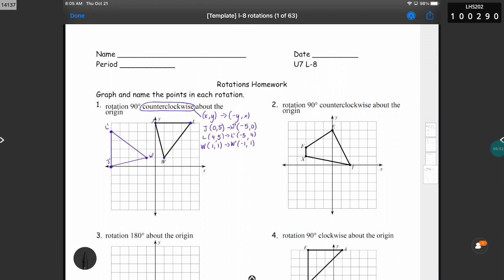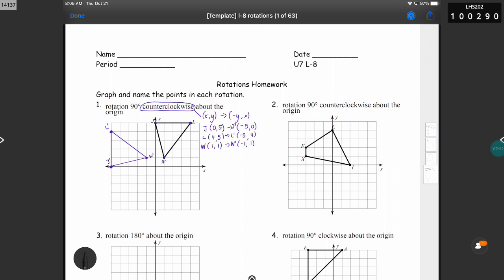So then I could go ahead and say, okay, W is at -1, +1. Pick it up, put my point. Okay, L is at -5, +4. I'm going to pick it up and put my point. J is at -5, 0. Pick it up, put my point. And then I have my figure. Do you see how much easier that is than remembering those rules on which way you have to turn and when? Okay, so let's go ahead and try 3.